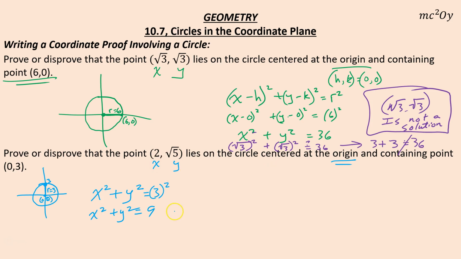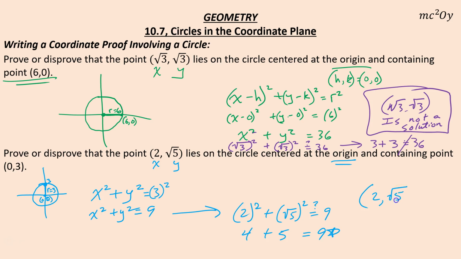So if I test these points, okay, 2 squared, so x squared plus y squared, or (√5) squared, does that equal 9? The answer is 4 plus 5, which is 9. That does equal 9. Therefore, (2, √5) is a solution.